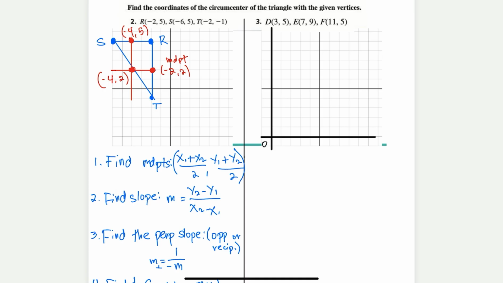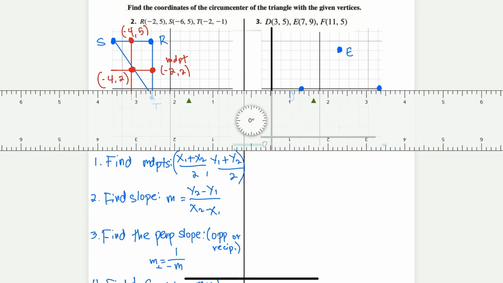So let's graph it first. So we have 3 and 5. So this is the start. So 1, 2, 3, 1, 2, 3, 4, 5. So this point, this is D. And then for E is 1, 2, 3, 4, 5, 6, 7, 1, 2, 3, 4, 5, 6, 7, 8, 9. This point, this is E. And also the F is 11 and 5, so 1, 2, 5, 6, 7, 8, 9, 10, 11 on this part.